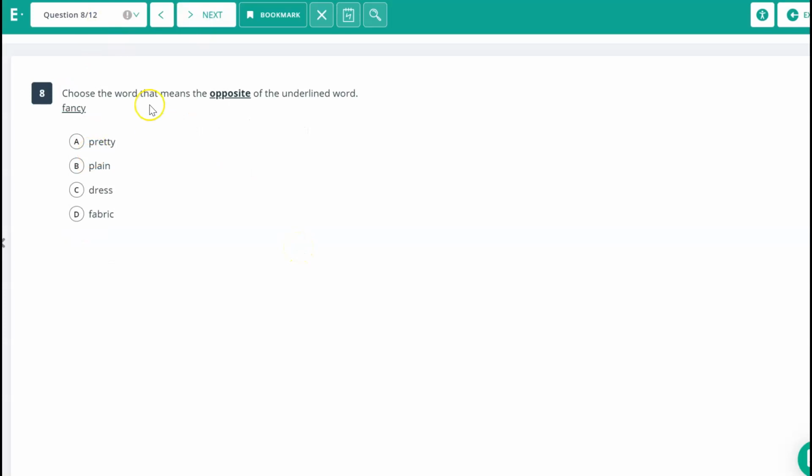Number 8. Choose the word that means the opposite of the underlined word. Fancy. What's the opposite of someone that's fancy? Plain.